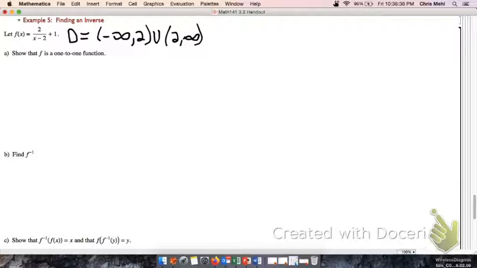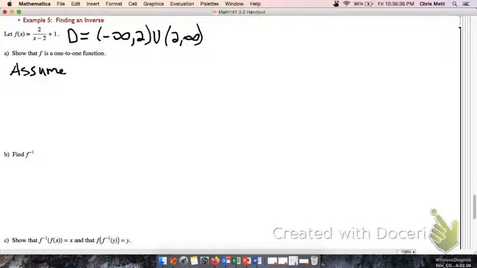Now the way that I find the range of the original function is actually to find the inverse function and find its domain. The domain of the inverse would be the range of the original. So I'll show you how to do that once I find the inverse function. Okay, so first I'm going to show f is 1 to 1. Same thing as we were doing above.